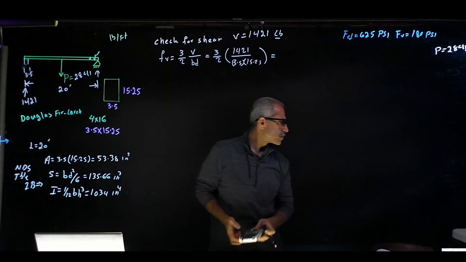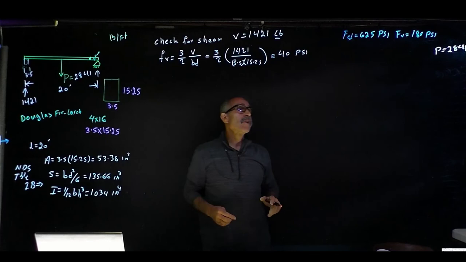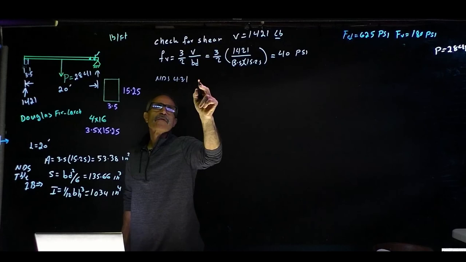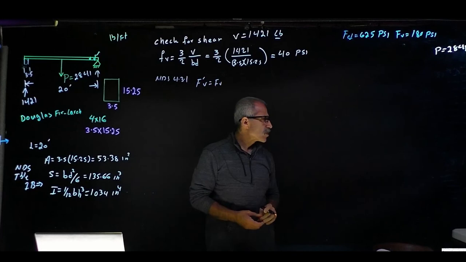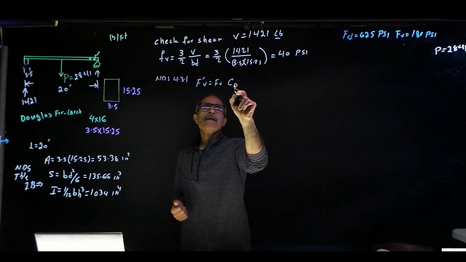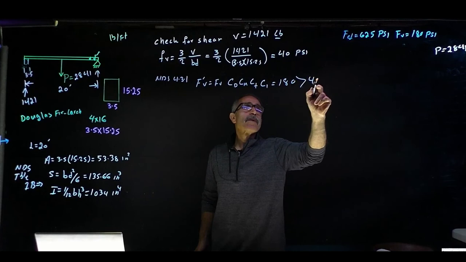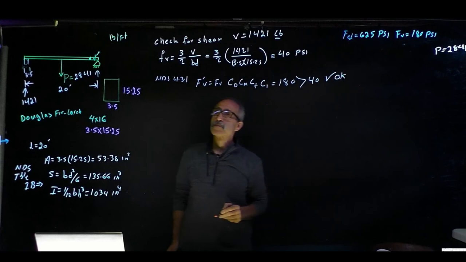When we went to the table at the beginning, we found out from table 4A, Fv came out to 180. Then we said from NDS 4.3.1, Fv prime is equal to Fv times a bunch of adjustment factors. They were CD, CM, CT, and CI. Which they all were 1 anyway, so that comes out to 180. And this 180 is way more than 40 pound, so we check, we're okay there. We're gonna check the shear.